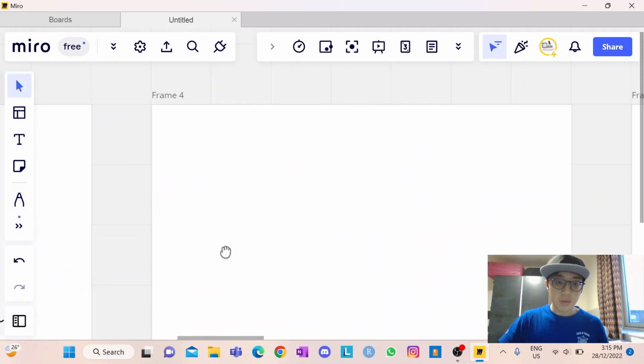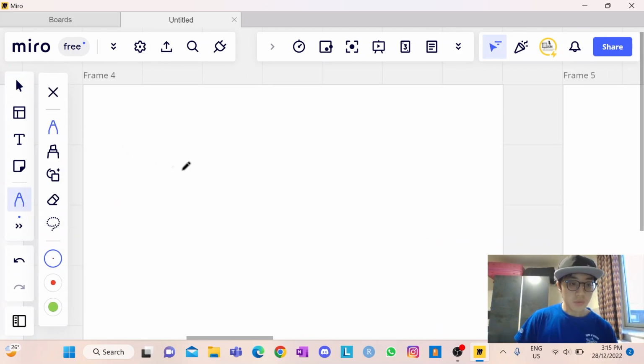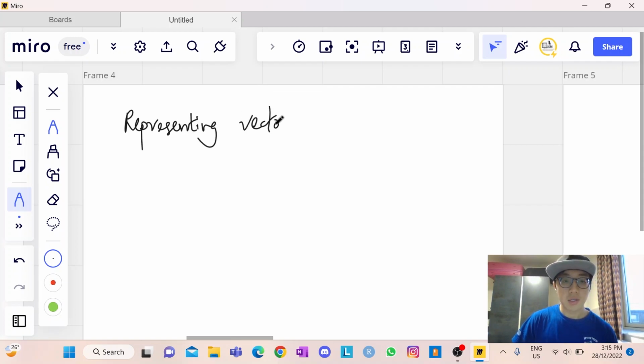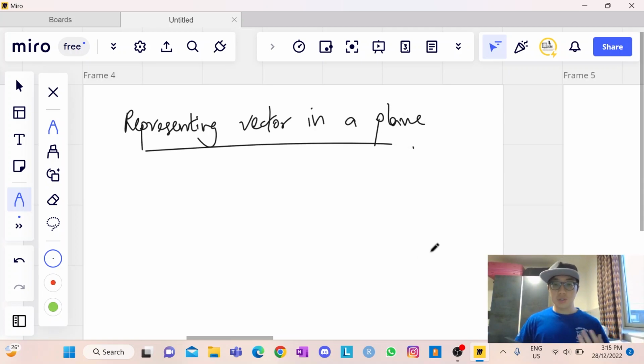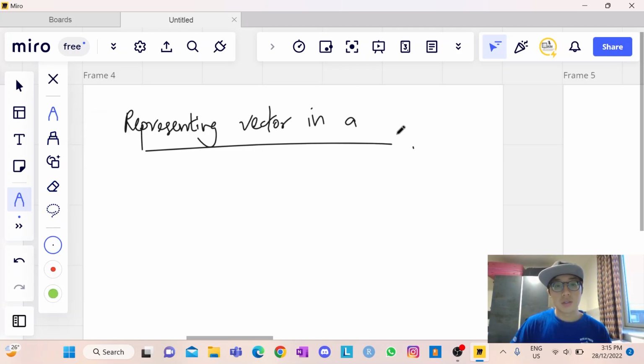Next thing I would like to talk about is how to represent a vector in a plane, let's say in 2D.